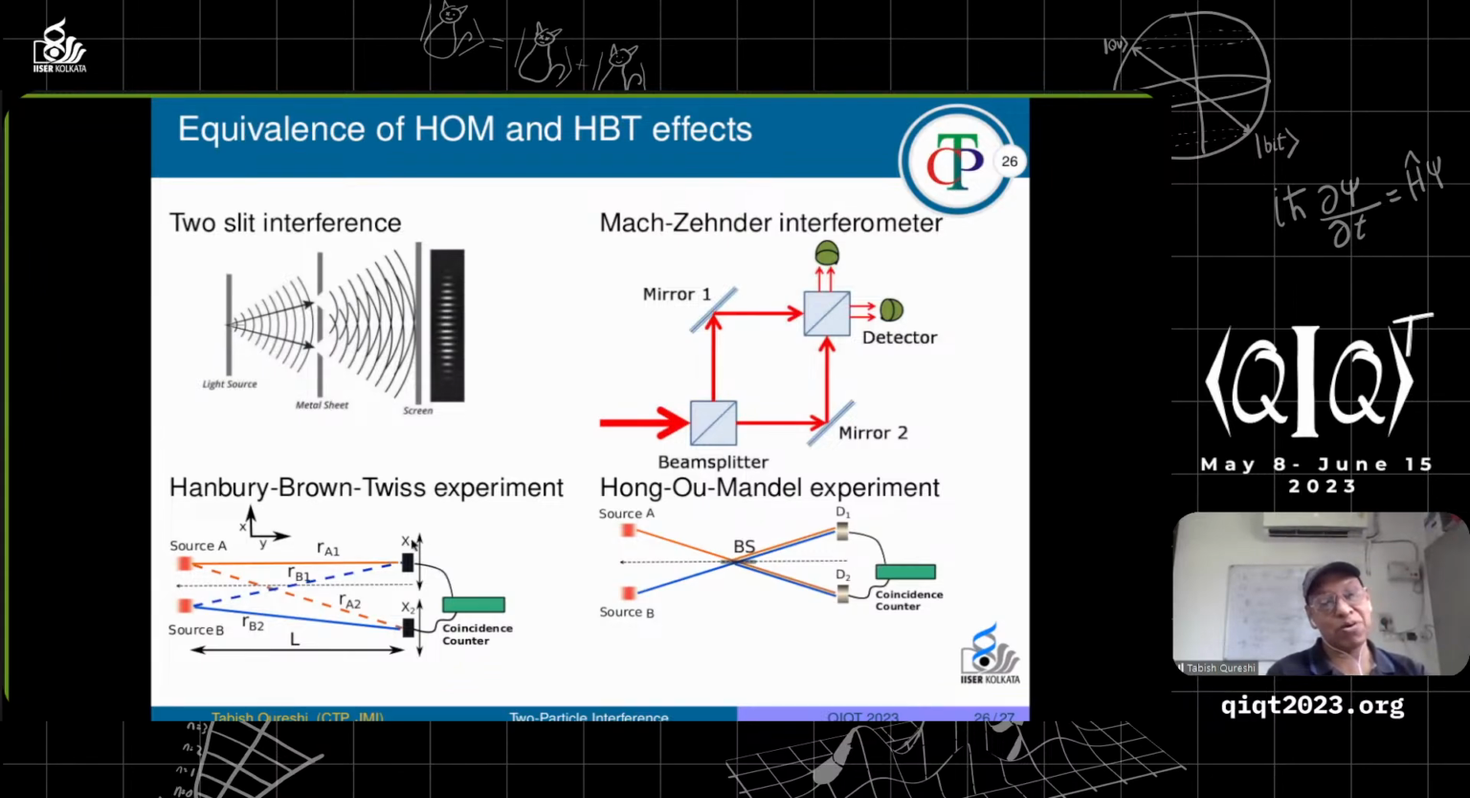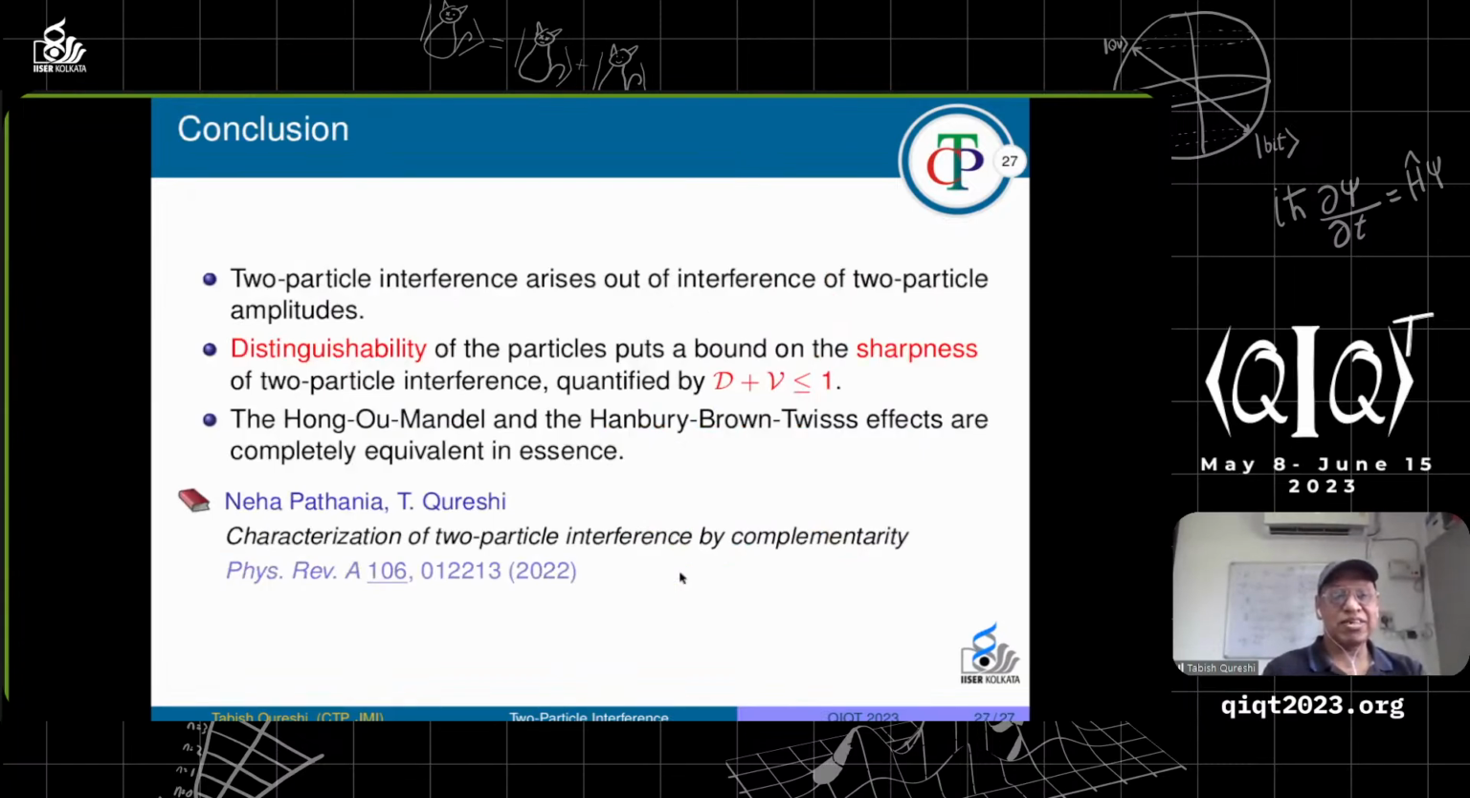So you see that the relation between the Hanbury-Brown-Twiss experiment and the Hong-Ou-Mandel experiment is exactly the same as that between the two-slit interference and the Mach-Zehnder interferometer. And as the same duality relation holds for both, it is not surprising that what we have shown, this two-particle interference duality relation, holds for both these experiments. So both are actually the same effect, only the experiment differs. And these two effects, Hong-Ou-Mandel and Hanbury-Brown-Twiss, are completely equivalent in essence.